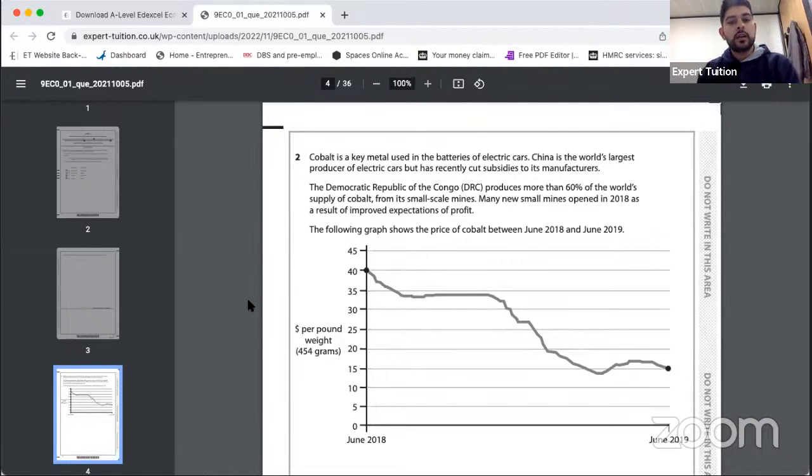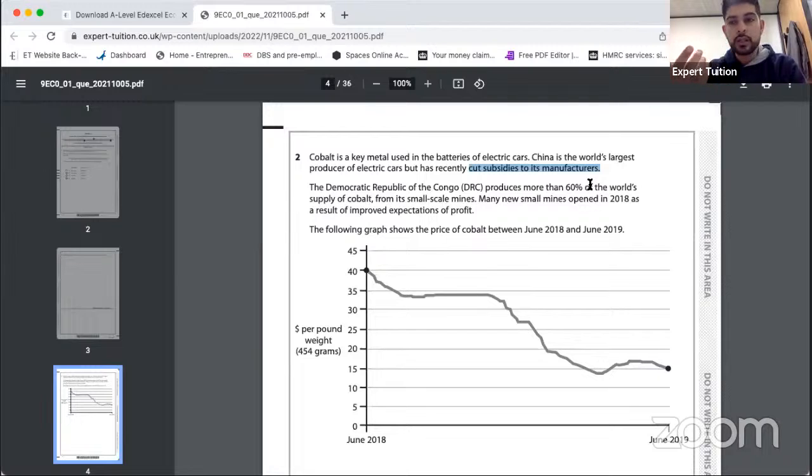It says, cobalt is a key metal used in the batteries of electric cars. China is the world's largest producer of electric cars, but has recently cut subsidies to its manufacturers. As you're reading a question like this, underline the key words. Firstly, it's a metal used in the production of battery cars. China is cutting subsidies. Let's think about what that does if we're dealing with a supply and demand question. Normally a subsidy would cause supply to shift outwards, so now it would cause supply to shift inwards.